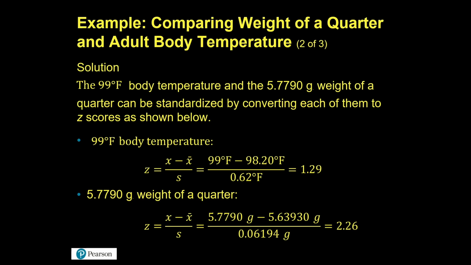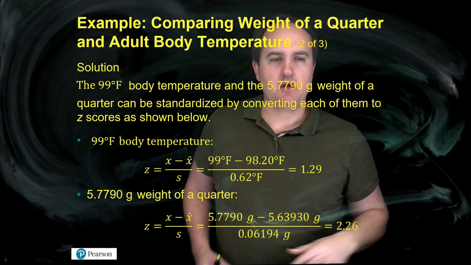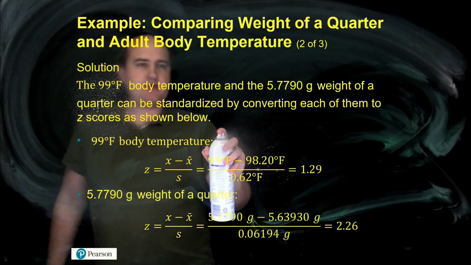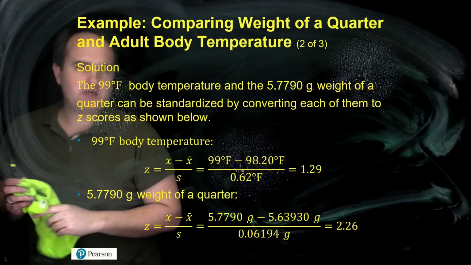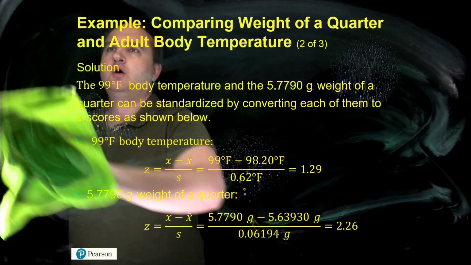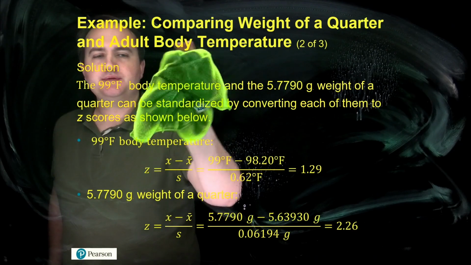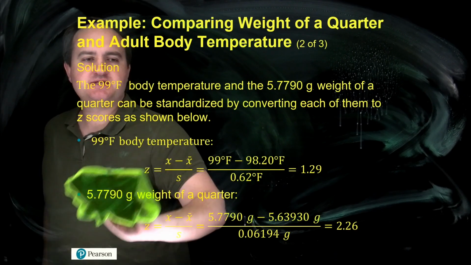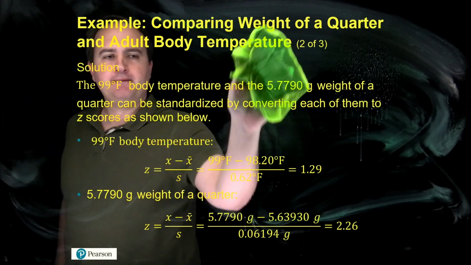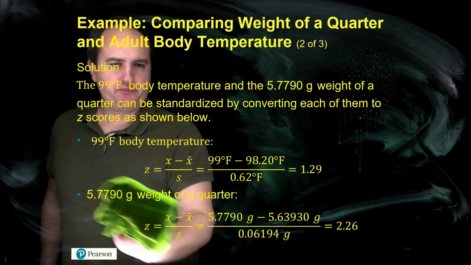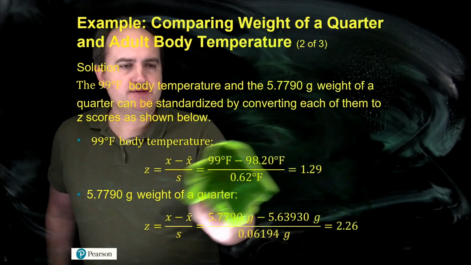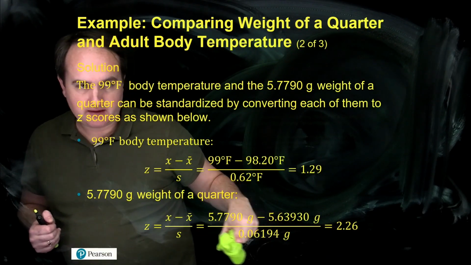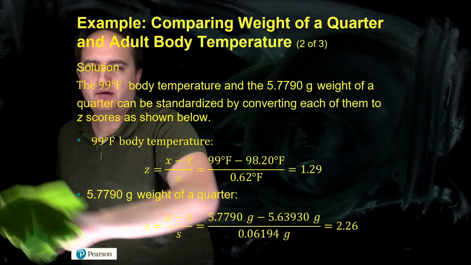So z equals x minus x bar all over s. And so then they went ahead and they plugged in the information for the quarter. So z equals x, which was 5.7790, minus x bar, which was 5.63930. Notice they're not rounding anything when they're plugging everything in here. You don't want to round until the last step.